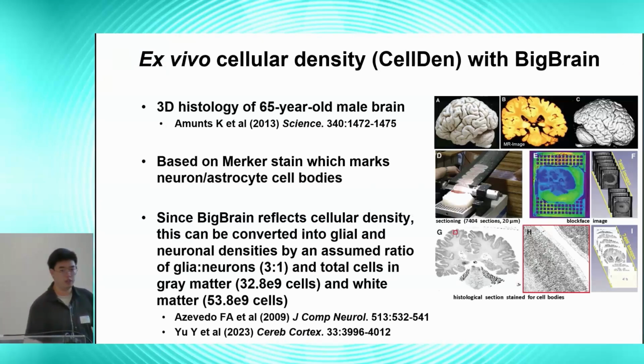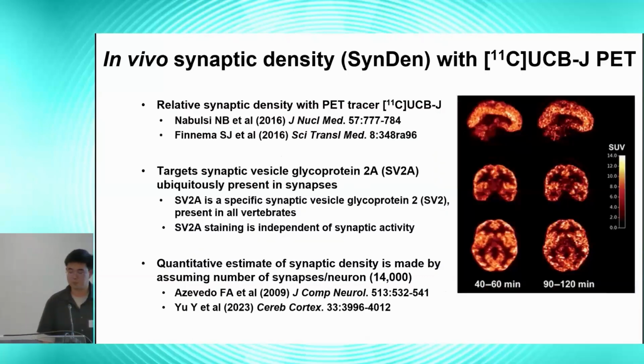I'm sure we're all familiar with the BigBrain and how it was collected. It's based on Merker staining, which marks the neuron and astrocyte cell bodies. And to go from this cellular density to get the glial and neural density that we're looking for, we use this assumed ratio of 3:1, so 3 glia cells to 1 neuron in the cortex, and also the total number of cells in gray and white matter, and we take these from Azevedo and Yu.